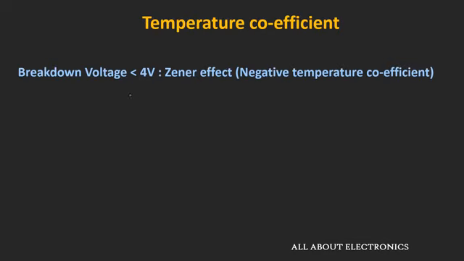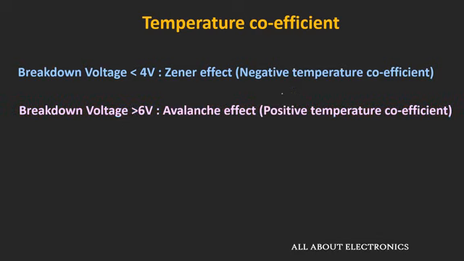So for the diodes where the Zener breakdown effect is predominant, the temperature coefficient of breakdown voltage is negative, meaning that as the temperature increases, the breakdown voltage will reduce. On the other end, in case of diodes where the avalanche effect is predominant, the temperature coefficient of breakdown voltage is positive, meaning that as the temperature increases, the breakdown voltage will increase. So now let us also see the reason behind these two effects.